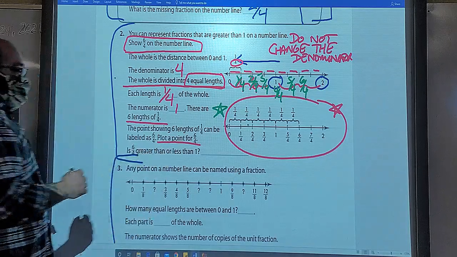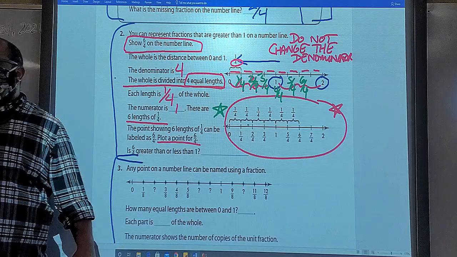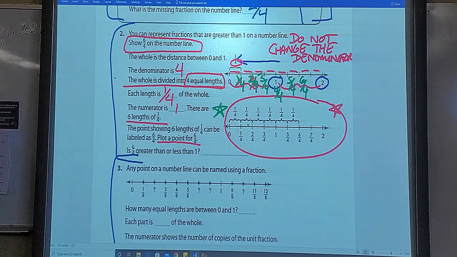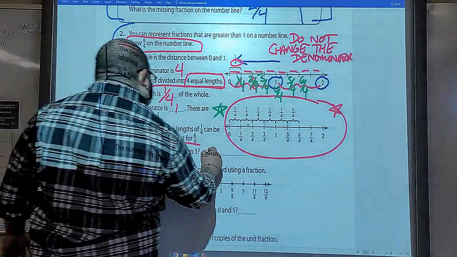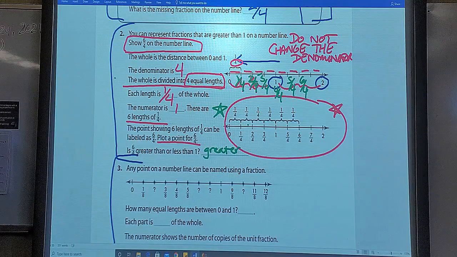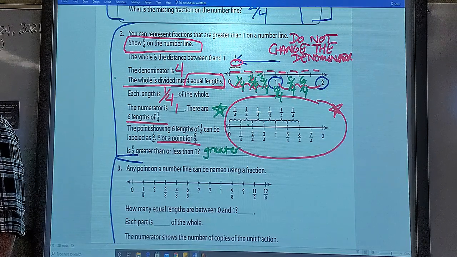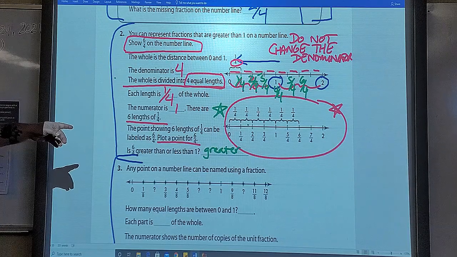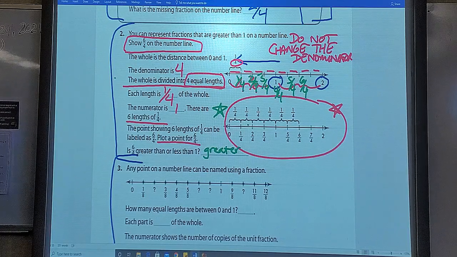Now, is 6/4 greater or less than 1? Is 6/4 greater or less than 1, Wilkins? Greater or less than what? Greater. It's greater. How do we know the 6/4 is greater? How do we know, guys? Madeline? 6 is a bigger number than 1. That's true. But what are we really looking at, though? She's right about that. But think about it in terms of fractions.